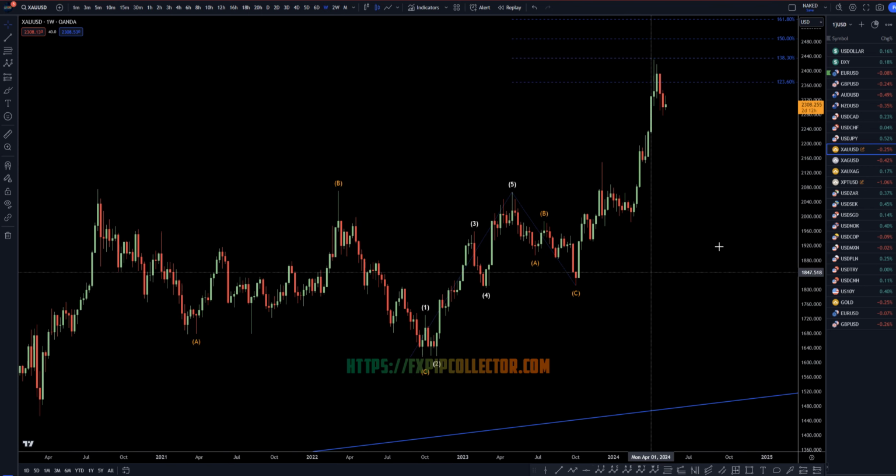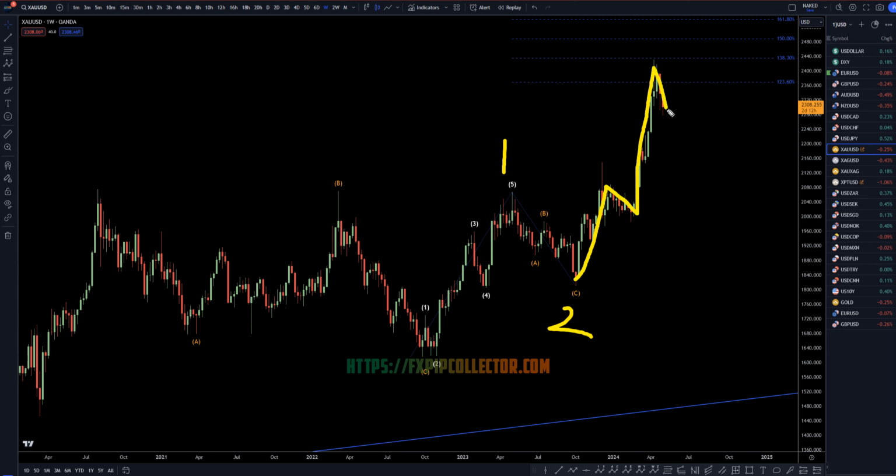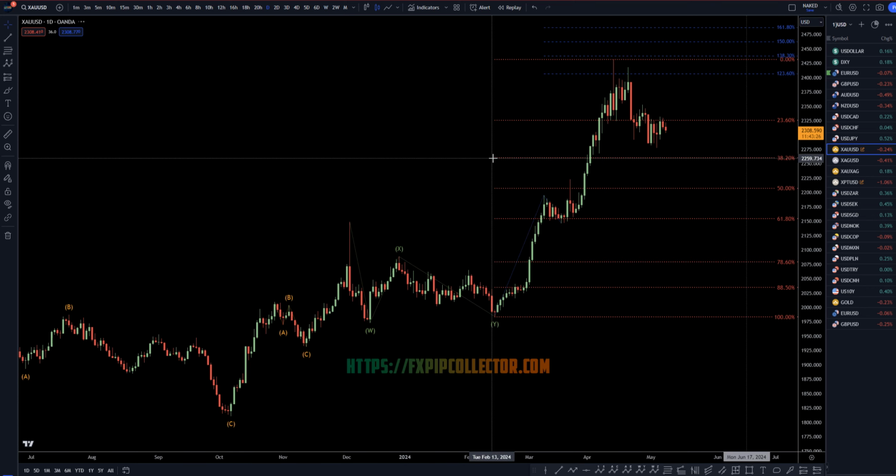Heading down to the weekly time frame, I still think this is a 1, a 2, and I still think this is a wave 3. I think this is a 1 of 3, 2 of 3, 3 of 3, and we're probably in a wave 4 of 3. I think eventually it's going to have to go up for a wave 5 of 3 just to end this wave 3, which is only a wave 3 of the bigger trend I was showing you on the monthly time frame. So heading down to the daily time frame.